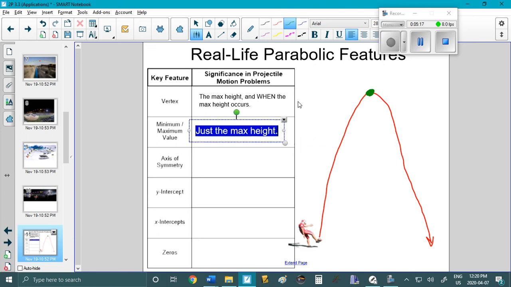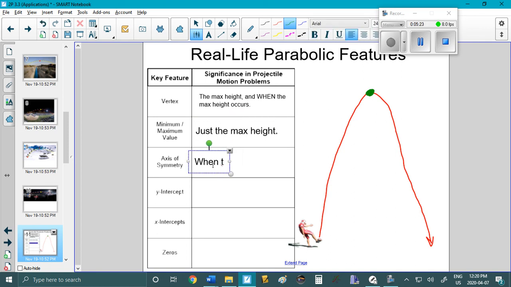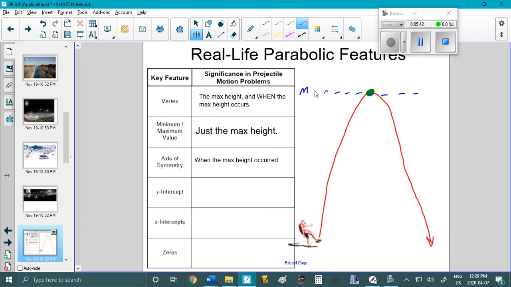Okay, I'm just going to copy and paste the font here. The axis of symmetry is going to tell us when the max height occurred. And this could be minimum height as well, depending on the situation. So let me label these things. So the maximum or minimum, computer's getting a little glitchy here. So that's going to be the max. And then this here is going to be the axis of symmetry, or I'm going to abbreviate that, AOS. I know a lot of you don't like to write a lot, so that's what we will do.